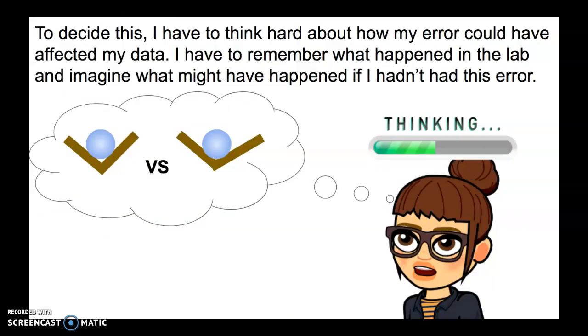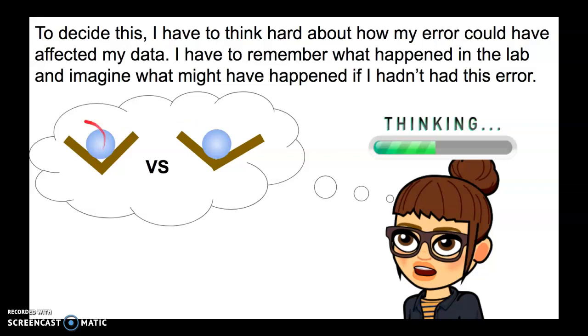So to decide this, I have to think hard about how my error could have affected my data. And I have to remember what happened in the lab and imagine what might have happened if I hadn't had the error. So if you look at my two pictures here, this is kind of what it should have looked like, and this is what it sometimes looked like.